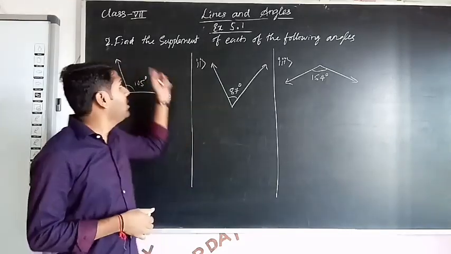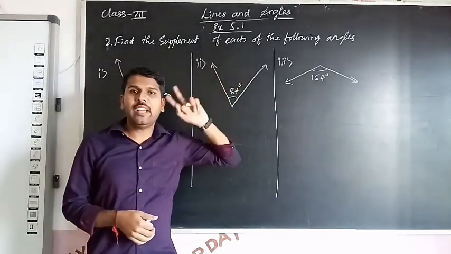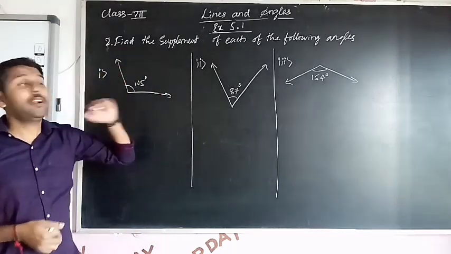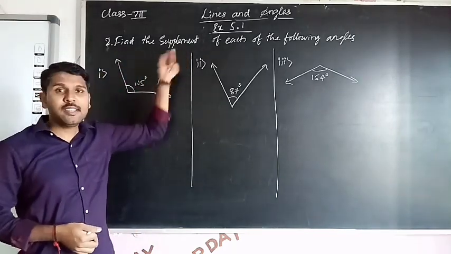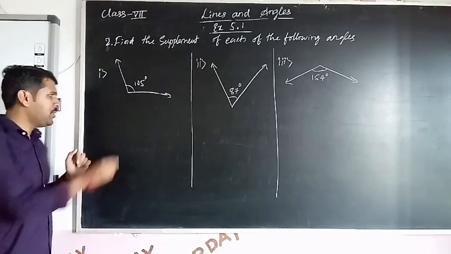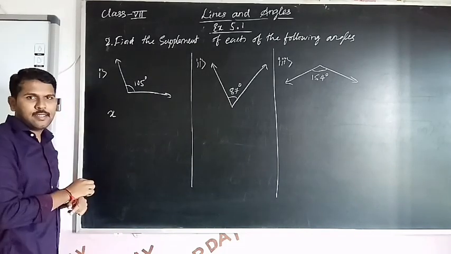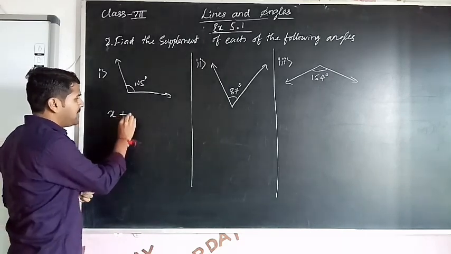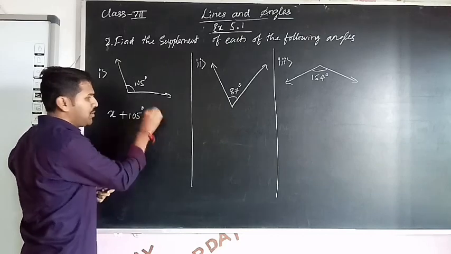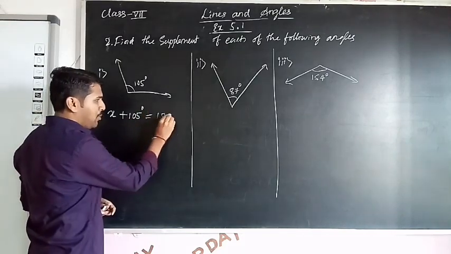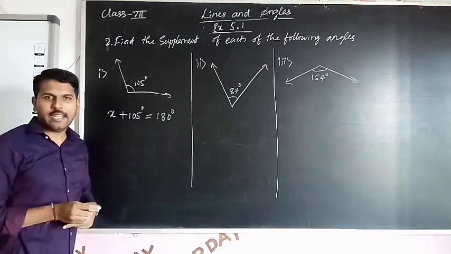Second question: find the supplement of each of the following angles. This is the same as complement angles, but in complement you took 90 degrees. Supplement means the sum of two angles is 180 degrees. Here one angle is given, so take x. I am taking x here, but you can take any letter. x plus 105 degrees equals 180, since supplementary means the sum of two angles equals 180.